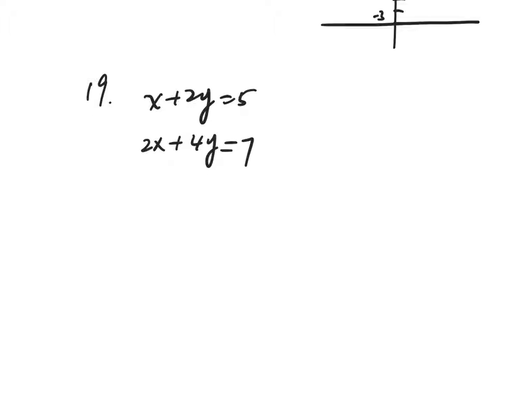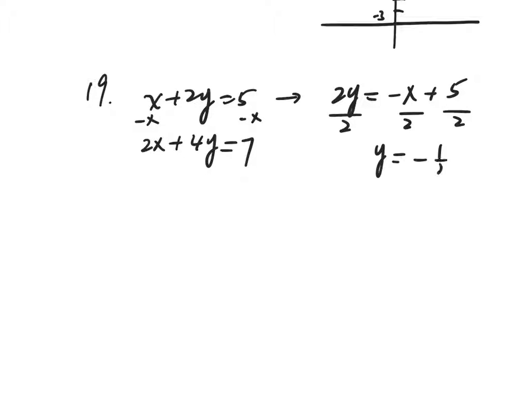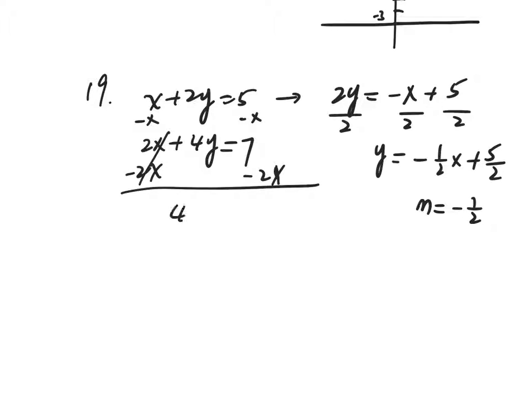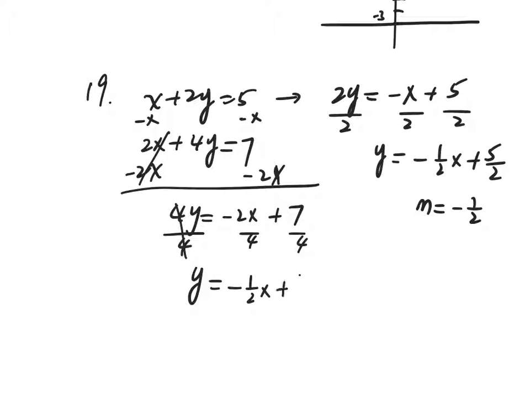Okay, number 19, we just need to determine the slope. So for the first one, we can subtract x from both sides. So you'll have 2y equals -x plus 5, and then divide by 2 on both sides. So y equals -1/2 x plus 5/2. So the slope is -1/2. And look at the second equation. If you subtract 2x from both sides, we'll get 4y equals -2x plus 7, and divide by 4 on both sides. So y equals -1/2 x plus 7/4, and the slope is also -1/2.